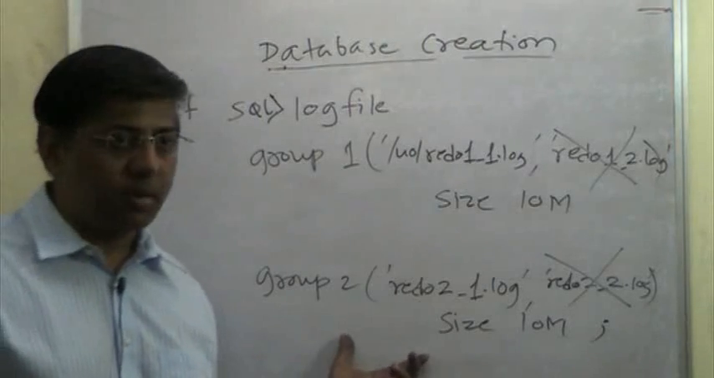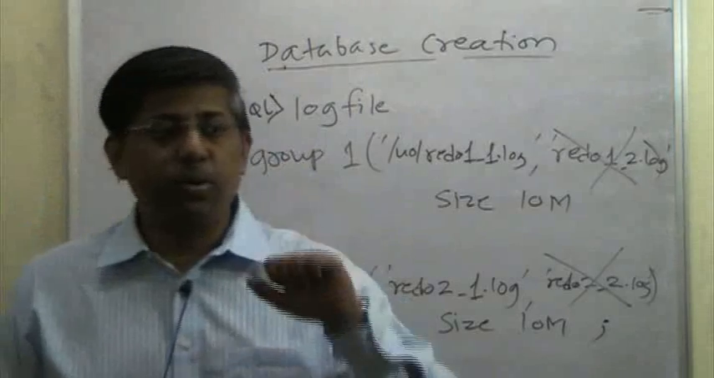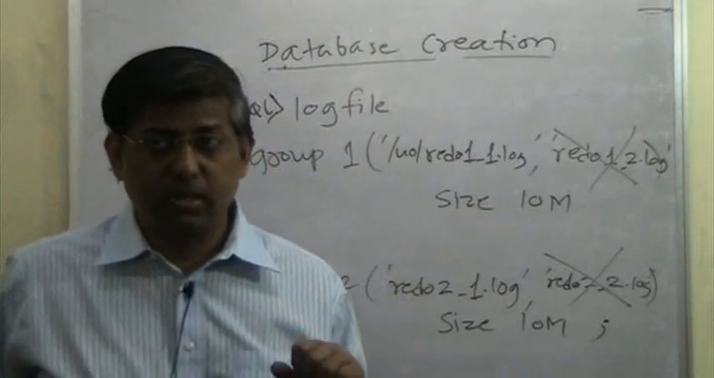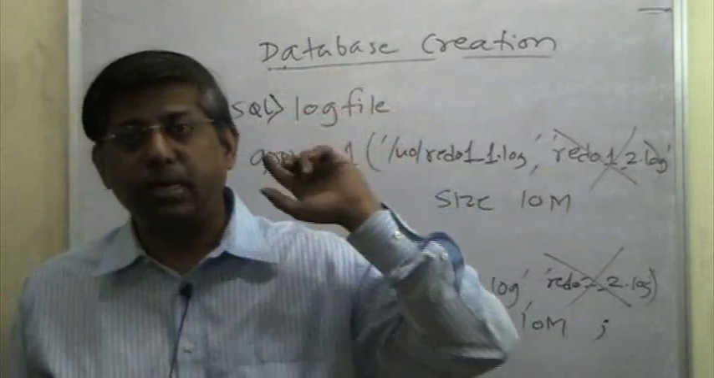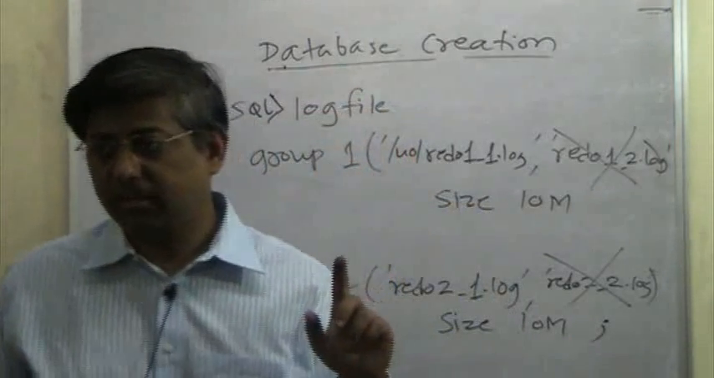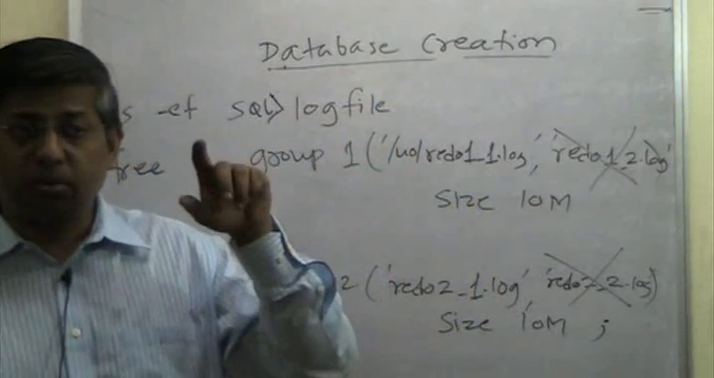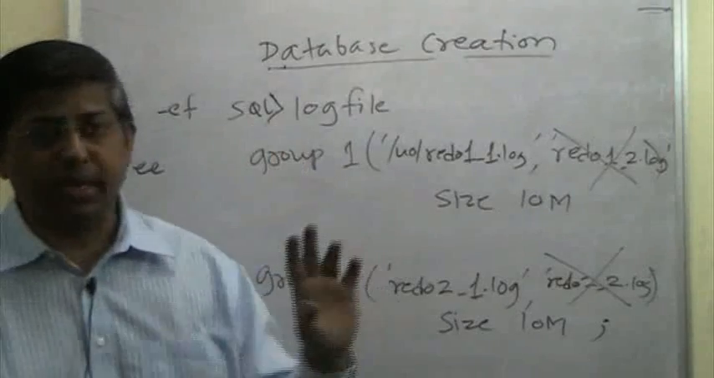When you type this command, the first thing it will do is go and create the control files. Which control files? What would be the names of the control files? Whatever we had written inside our init file, the P file, that will be the names of the control files. Those 2 control files will be created.